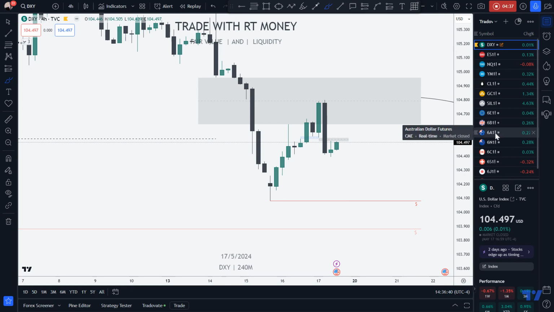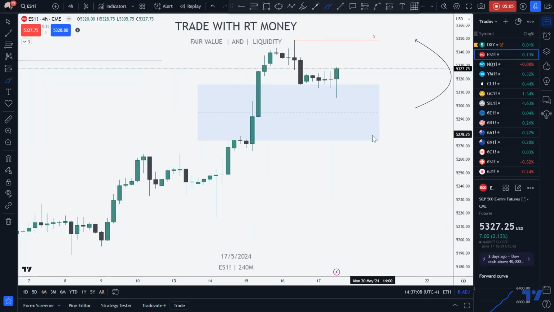Or AUDUSD or NZD, the New Zealand dollar against the dollar, the Aussie dollar against the dollar, the euro against the dollar, and the British pound against the dollar. The Japanese yen is a different story. We'll get to it. The Swiss against the dollar. We should be thinking bullishly in those areas because we're looking at a weaker US dollar.